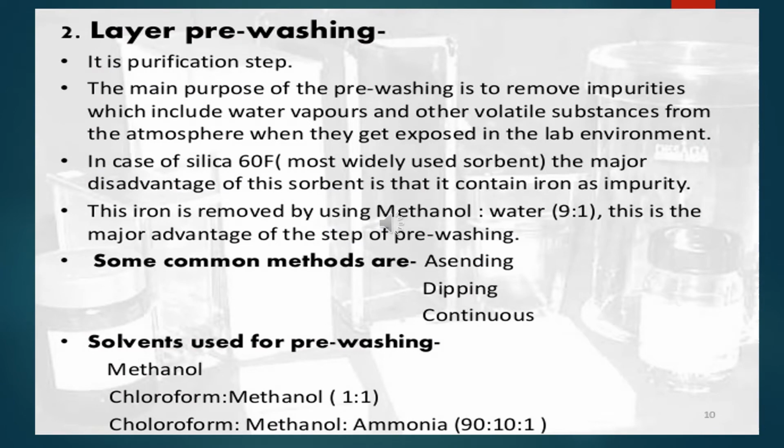Layer pre-washing. It is a purification step. The main purpose of pre-washing is to remove impurities, which include water vapors and other volatile substances from the atmosphere, when plates get exposed in the lab environment. In case of silica 60F, the most widely used sorbent, the major disadvantage is that it contains iron as an impurity. The iron is removed by using methanol to water ratio 9 to 1. This is the major advantage of the pre-washing step.